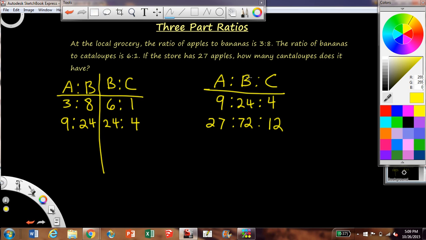Okay, so the key to solving this problem was first setting up my ratios over here, finding the linking term, and making sure that I have the least common multiple in the linking terms column. And everything else kind of falls into place from there. Okay, if you have any questions, let me know.